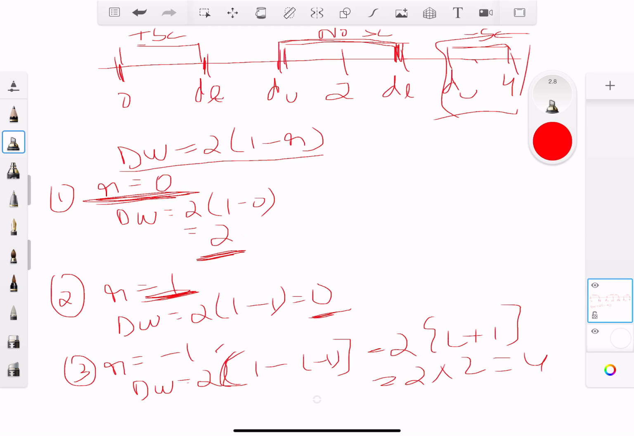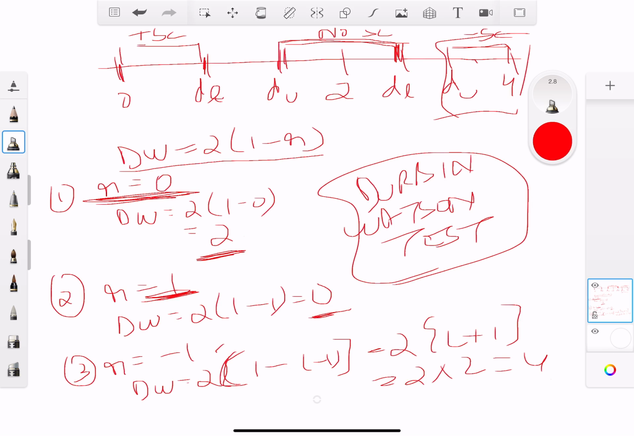So we want to identify whether there is a correlation between the error terms. This is what we call the Durbin-Watson test, which we can use to identify whether there is a positive serial correlation, a negative serial correlation, or no serial correlation. Depending on the values that we get for DW, using the formula over here, we can identify if there is serial correlation. If there is serial correlation, then there are issues. We don't want to have any serial correlation within the error terms.